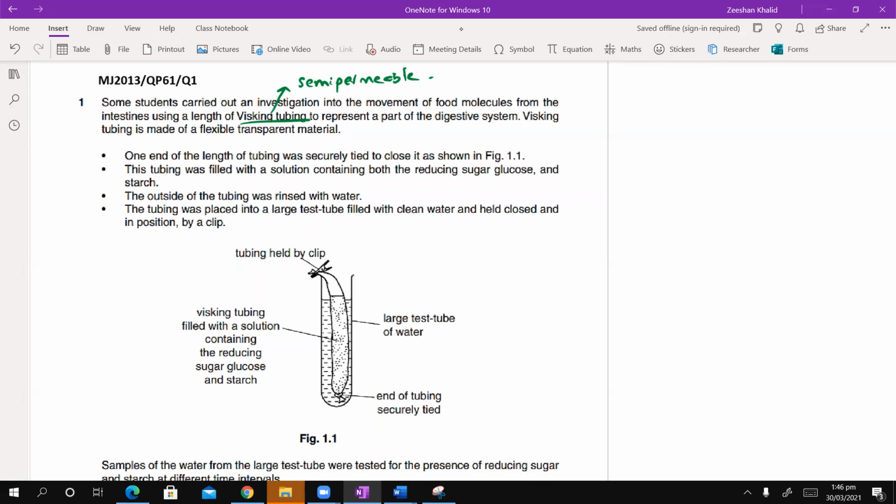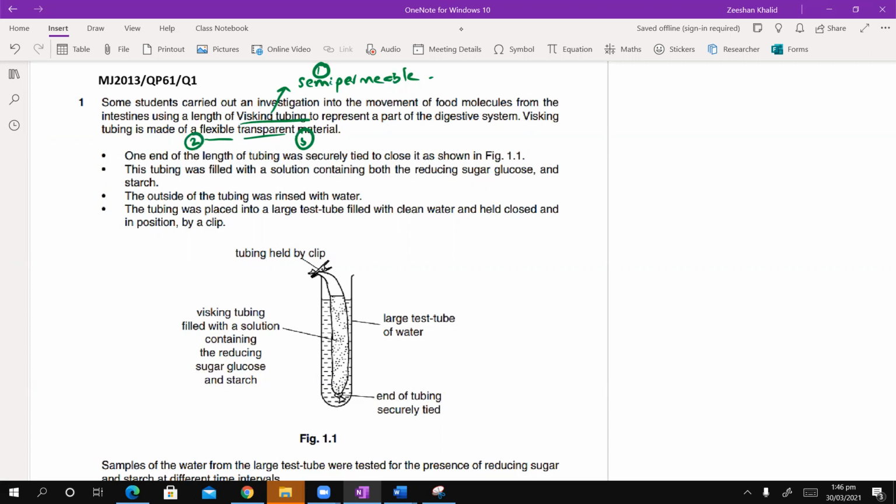Okay. The students are carrying out an investigation. They are trying to simulate the movement of food molecules from the intestine using a Visking tube to represent part of the digestive system. Visking tubing is made of a flexible, transparent material. So it is flexible, transparent, and semi-permeable, which we also know. So there are three properties that we know of the Visking tubing.